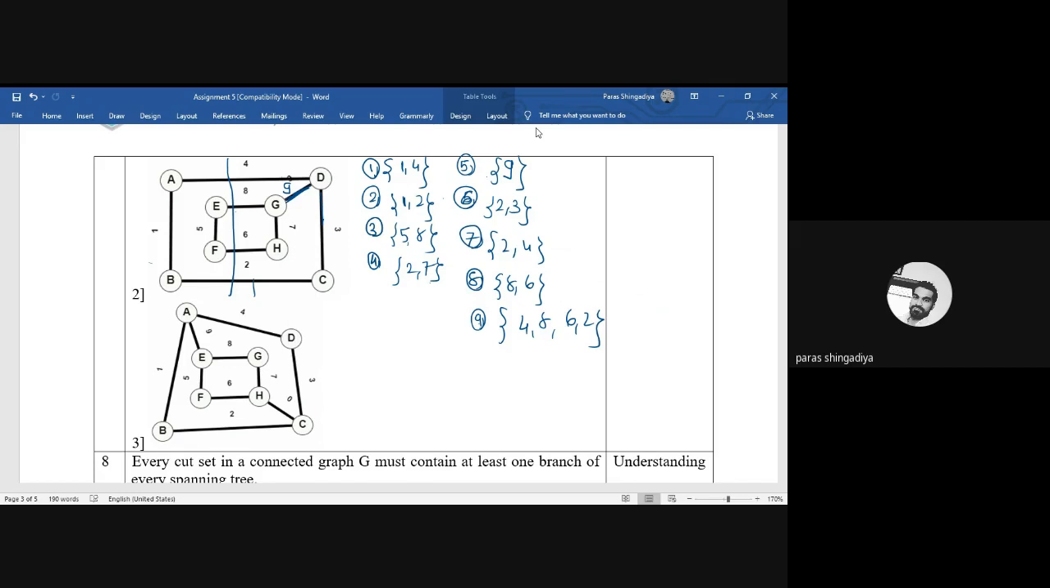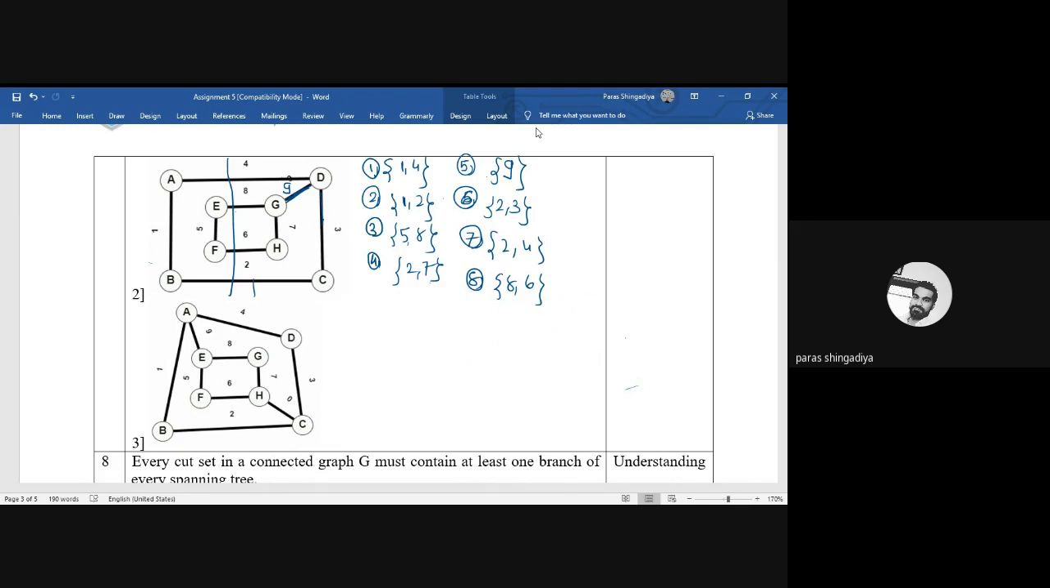Why? Because it has a subset. Sorry, let us take {4, 2}. Delete 4 and 2 only, which also makes A and B disconnected from the rest of the part. So {4, 8, 6, 2} is not an example of a cut set. Clear? So these are some examples.